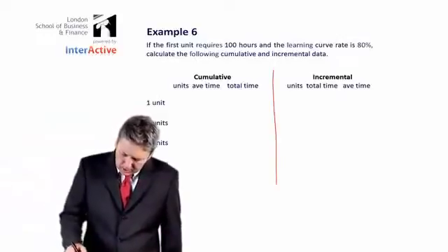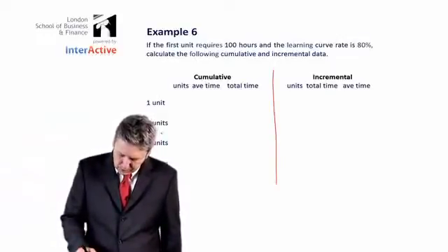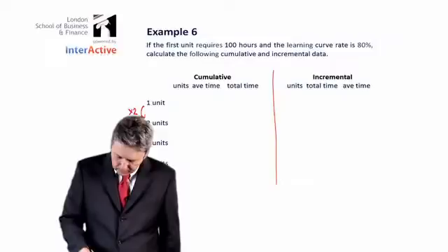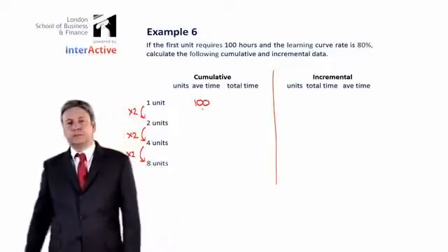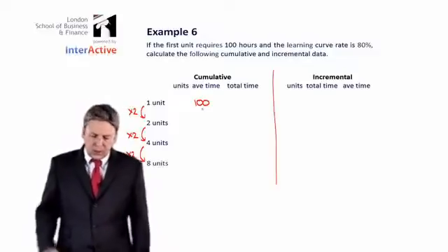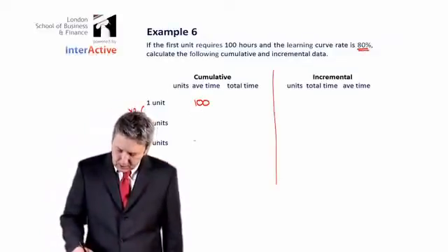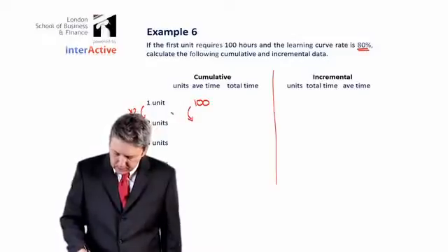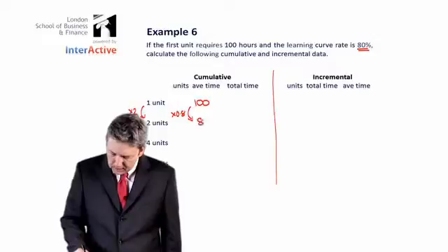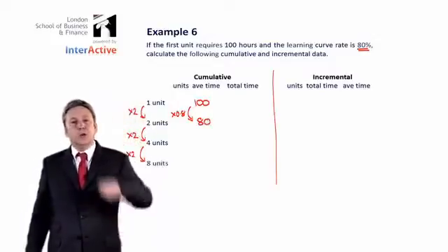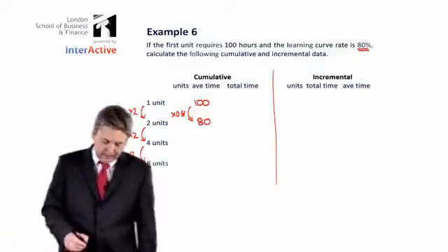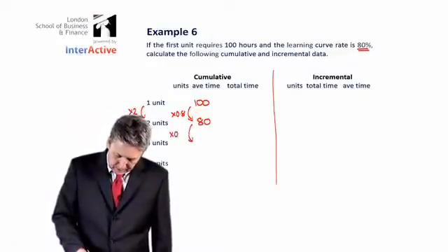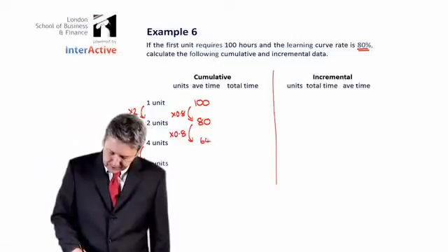So, we've got our cumulative units. 1 to 2 to 4 to 8. In simple terms, we're simply multiplying by 2 each time. We're doubling. And we said that the average time for the first unit was 100 hours. Because the learning curve rate is 80%, all we want to do is say, well, look, as cumulative production doubles, cumulative time falls by a constant percentage. So, we take 80% of 100, that gives us 80. We take 80% of 80, that gives us 64.